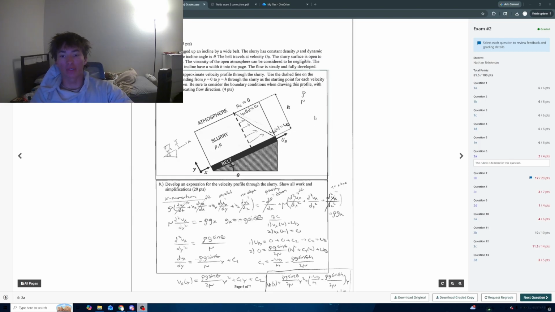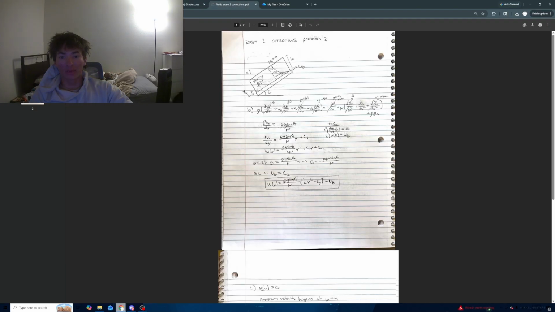And my first mistake was assuming the velocity at the atmosphere would be 0. It is not. It is actually the shear force that is 0, because the viscosity of the air is negligible compared to the viscosity of the water. So the velocity profile should actually look like this, where it is the velocity gradient that is 0, and not velocity itself.